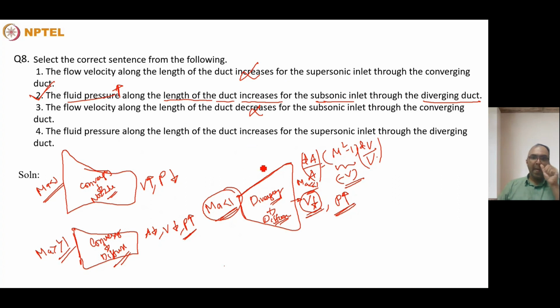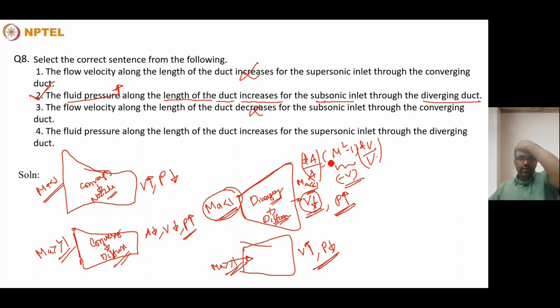And the last one, for a diverging section with Mach number much greater than 1, as area increases, velocity increases and pressure decreases. For a supersonic inlet through a diverging section, velocity increases and pressure decreases. So this option is also wrong. So the only right option is the second option.